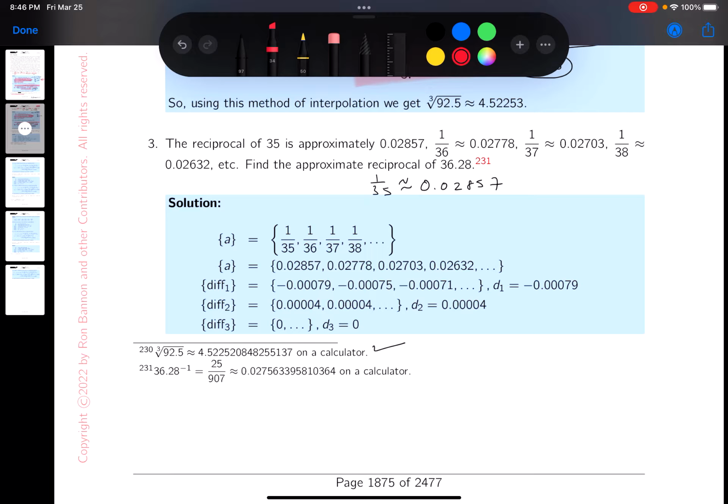I write down this sequence. I write it over here. Here I know that A1 in that sequence is 0.02857.